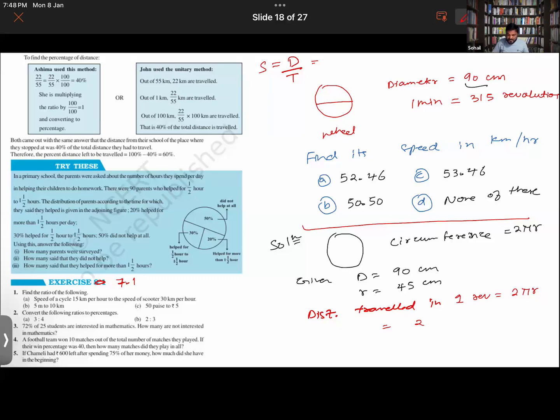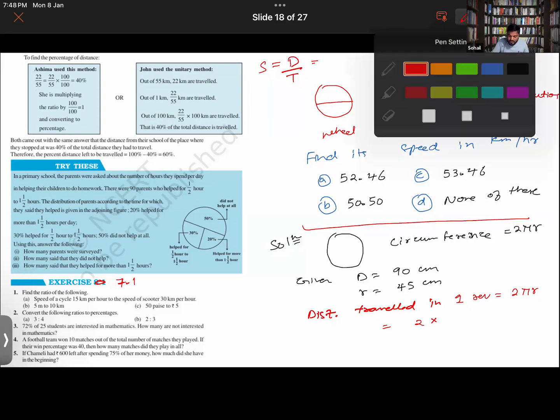Back to the question. Distance traveled in one revolution will be 2 pi r. So what do we do? Let's find the distance traveled in one revolution. Then we will multiply it with 315 revolutions. That will give you the total distance. Then total distance will be divided by the time, that is 1 minute. Then we will need to convert it into kilometers. That is the easy part. You will be able to do it quickly. But let's find the speed.